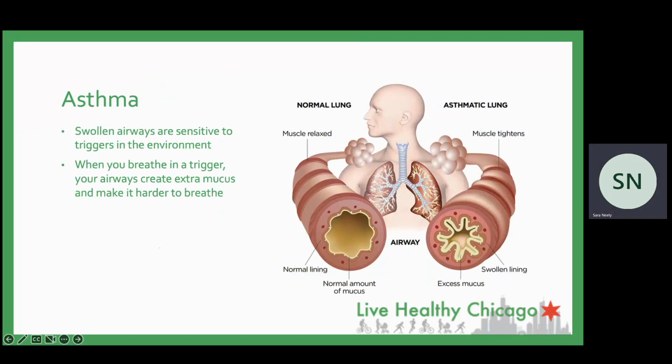Asthma is a condition in which your airways narrow and swell and may produce extra mucus. This is usually due to triggers in the environment, which we'll talk about later. When you breathe in a trigger, more mucus is created, which makes it harder to breathe. This limits the amount of oxygen in your body, and it makes it harder for your lungs to get rid of waste gases, which can make it harder to stay active.